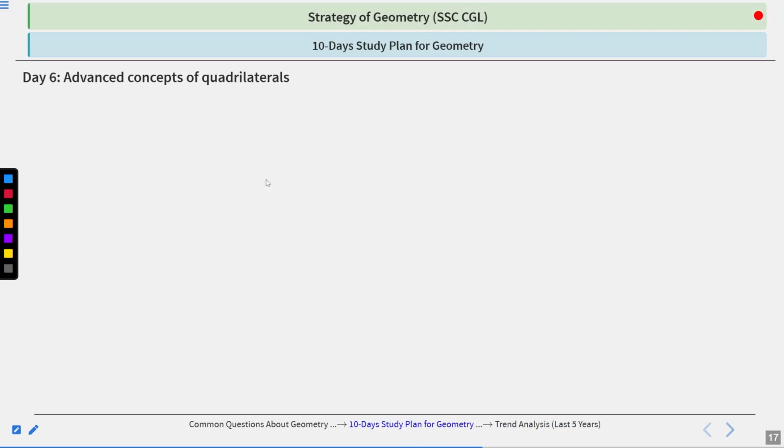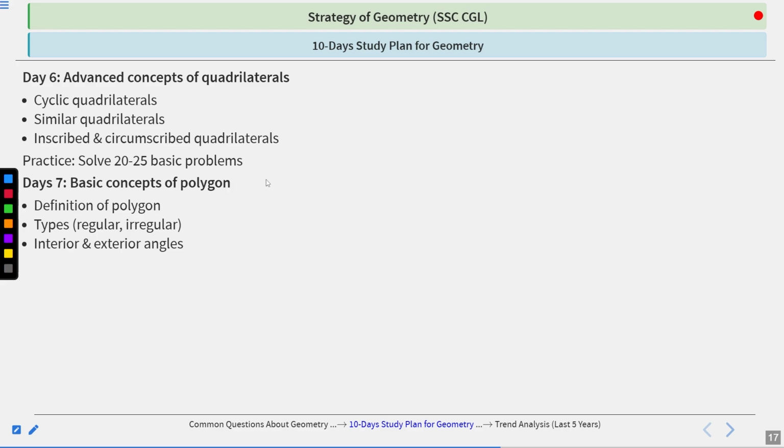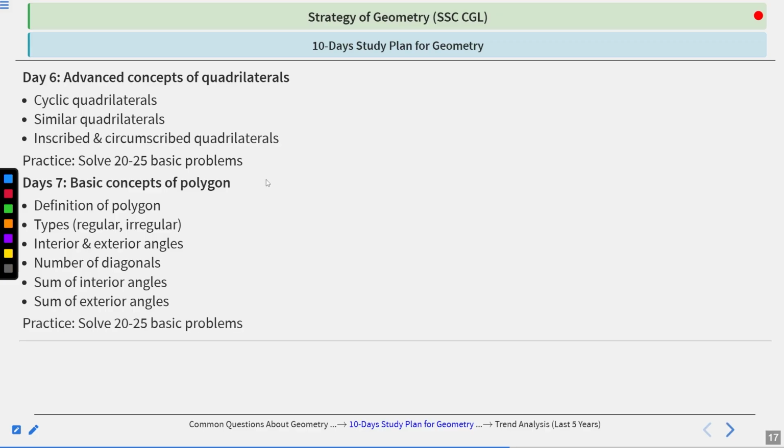Next day, advanced concepts of quadrilaterals. So, cyclic quadrilaterals, similar quadrilaterals, inscribed and circumscribed quadrilaterals, and try to solve a minimum of 20 to 25 basic level problems and some advanced level problems. On day 7, basic concepts of polygons. You need to learn the definition of polygon, types of regular and irregular polygons, interior and exterior angle concepts, number of diagonals in polygons, sum of interior angles, sum of exterior angles in polygons, and try to solve a minimum of 20 to 25 basic level problems related to polygons.